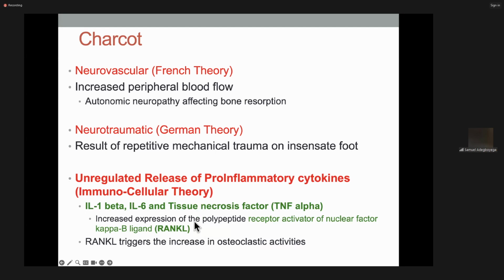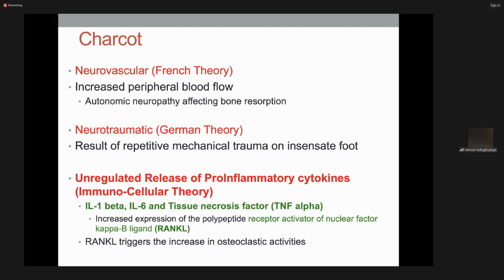Okay. The one that is widely accepted and that people are going towards right now, they think that's really the reason why these people have Charcot is what's called the unregulated pro-inflammatory cytokine theory, or immunocellular theory, or pro-inflammatory cytokine theory. So do me a favor on your residency interviews, or when we go to externships, if they ask you what are the theories for Charcot development, you're going to say the French theory, neurovascular, the German theory, the neurotraumatic, and you're going to say the pro-inflammatory cytokine theory, or you could call it the immunocellular theory. Those are the three that are very, very important.